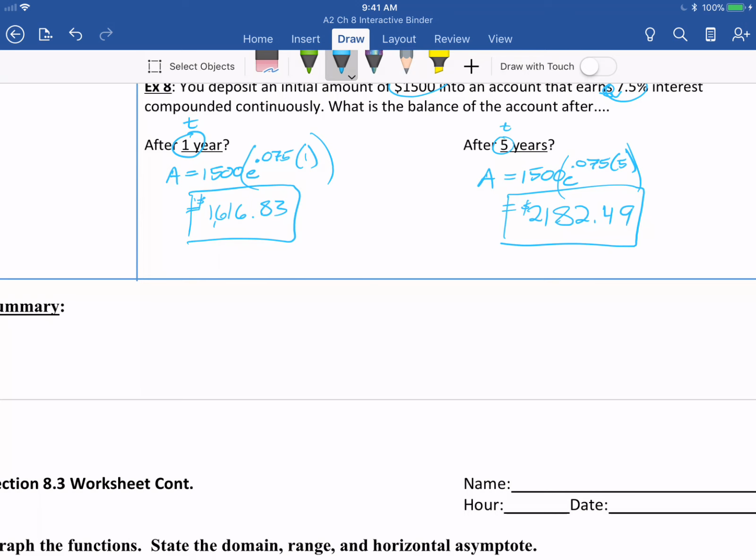So awesome. I promise we'll do a lot of examples like these. They're pretty similar to exponential growth and decay. They're just a little bit different.